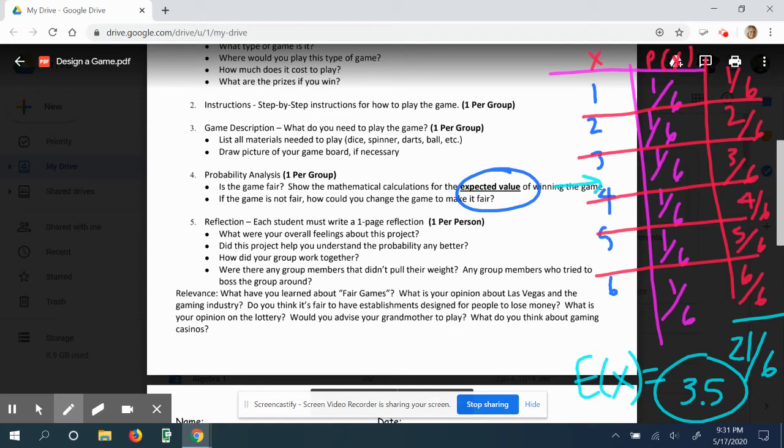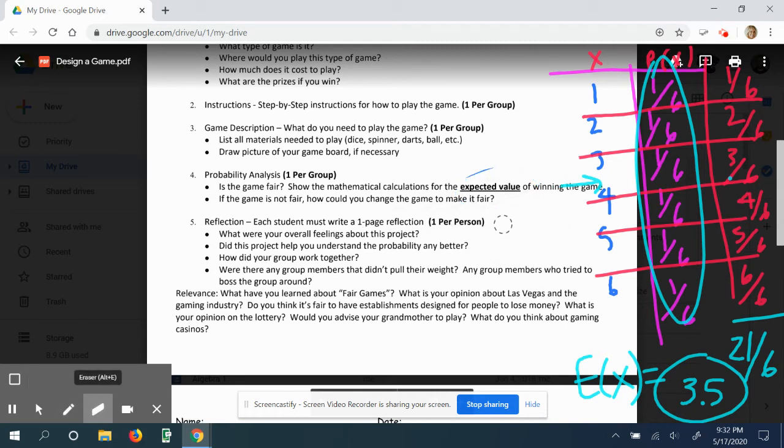Now, the probability all remains the same. You see, it's all 1/6. But let's say that you have a die that's loaded where one side is more likely. So instead of everything being 1/6, everything is 1/7 except for 4, which would be 2/7. And so then that's going to change your whole expected value. Okay. All right. So that is the next part of it. It says, if the game is not fair, how could you change it to be fair? And that would be how you change it. You should make all the probabilities the same.